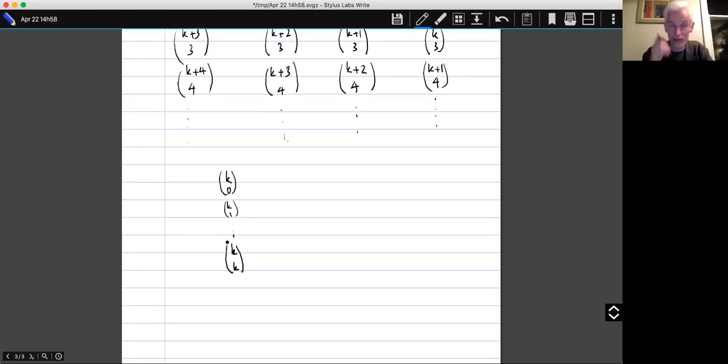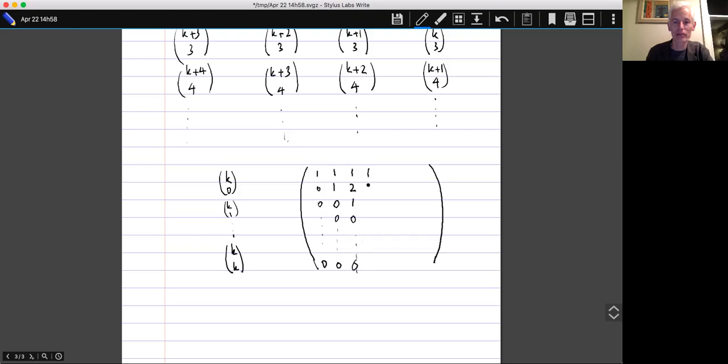So what that means is that if I do enough row operations on my initial matrix, I'm going to end up with 1, 0, 0, 0. And then I'm going to get 1 choose 0, 1 choose 1, 1 choose 2, 1 choose 3. And I'll get 2 choose 0, 2 choose 1, 2 choose 2.